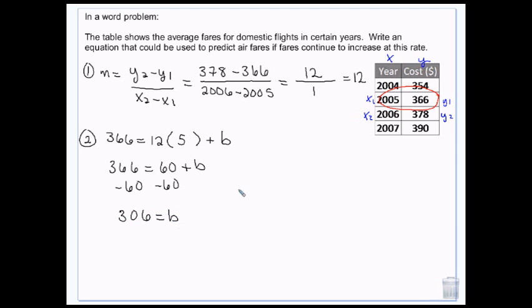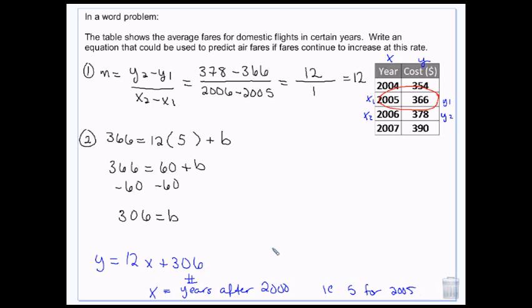So the airfare equation is y is equal to 12x plus 306, where x is the years after, so the number of years after 2000. I want to put that in there so that we know. And this will be like step 3 or the final step.